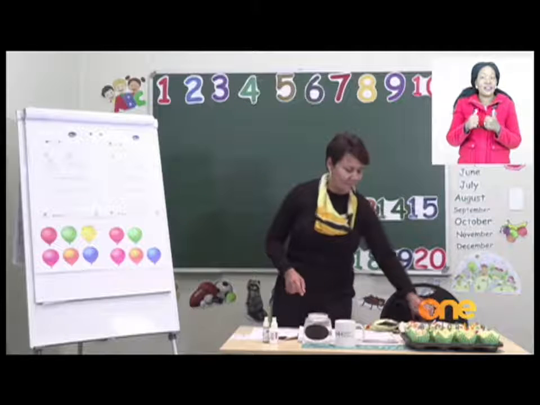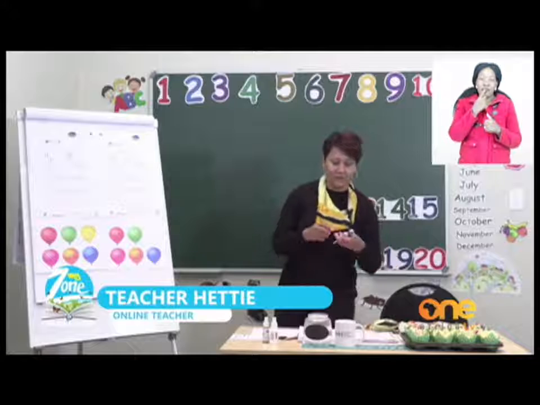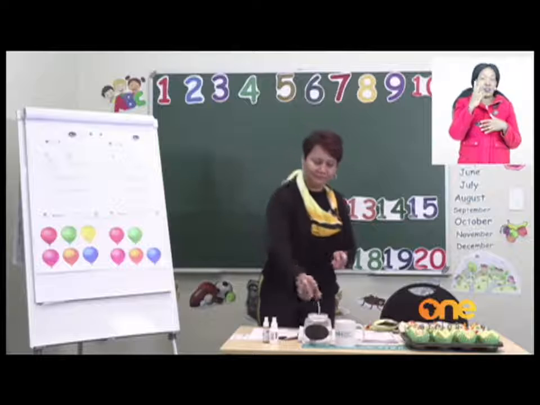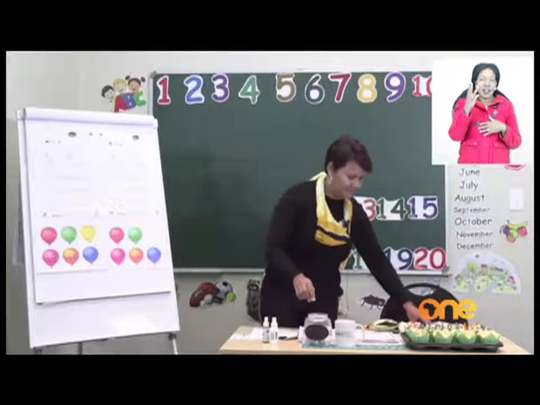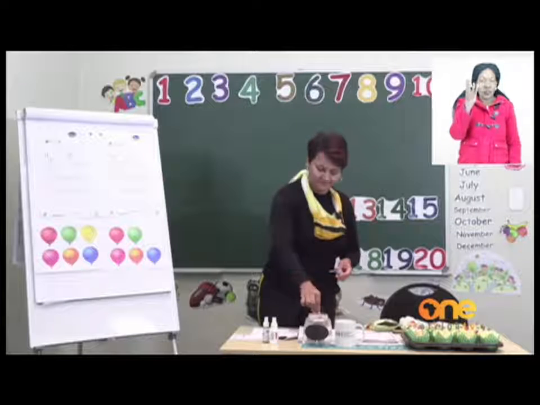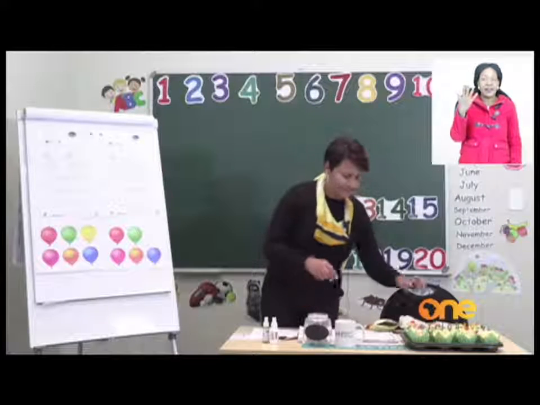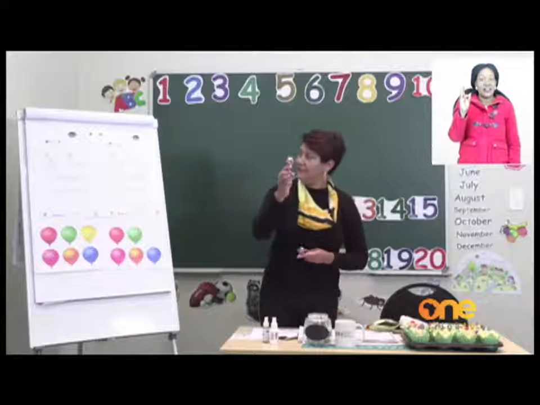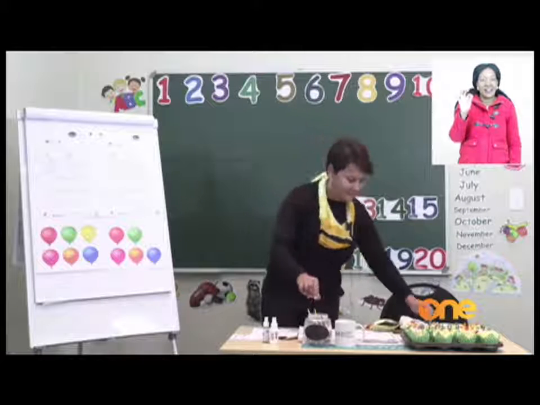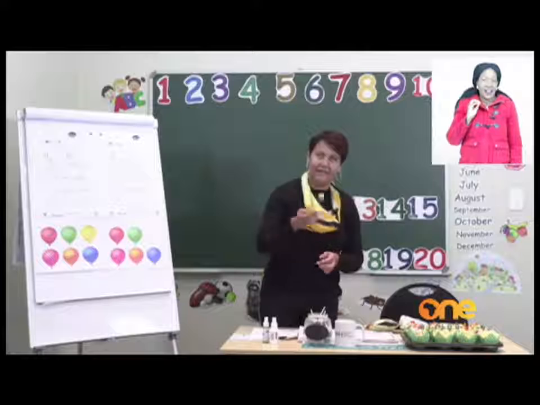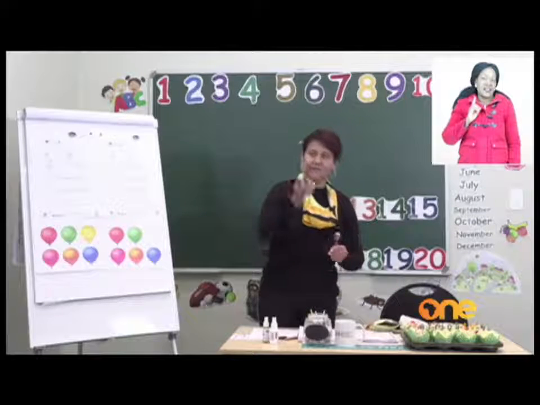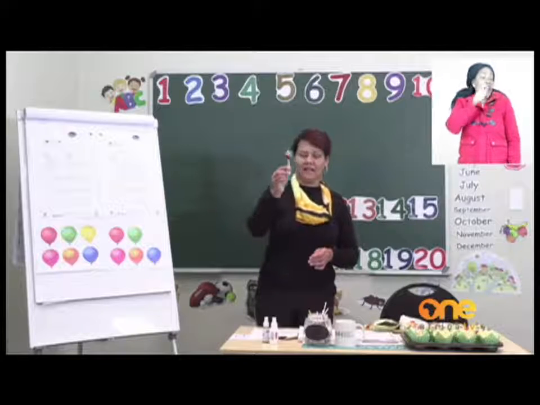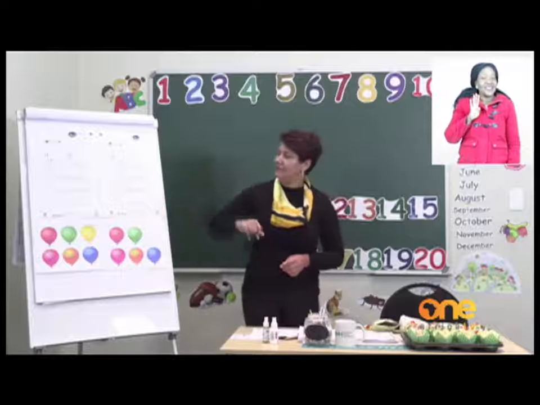Let's count the lollies. I have some lollipops. We're going to enjoy them afterwards. Let's count. 1 lolly, 2, 3, 4, 5, 6, 7, 8, 9, 10, 11, 12, 13, and you guessed it right, the last one is 14. You have to fill in 14 lollipops.